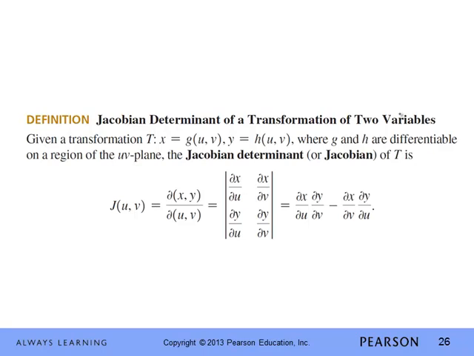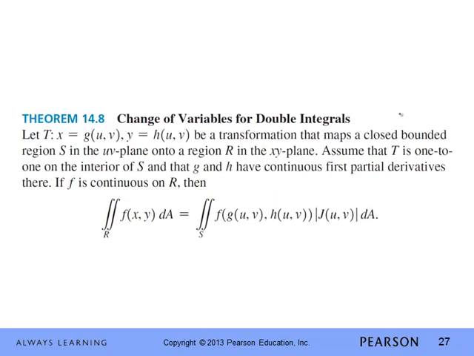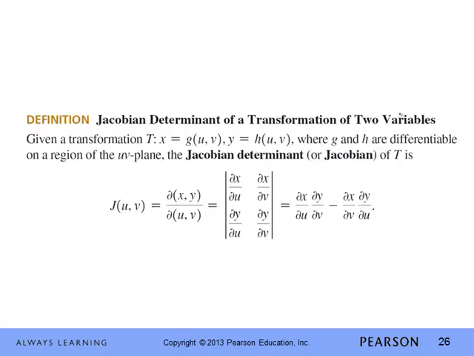Of course you're taking the determinant, so you're just going to take this times this minus this times this. So it's basically taking the determinant of a 2 by 2 matrix. And the result is going to be a function involving u and v, the variables that you're transforming to. So let's actually take a look at this.